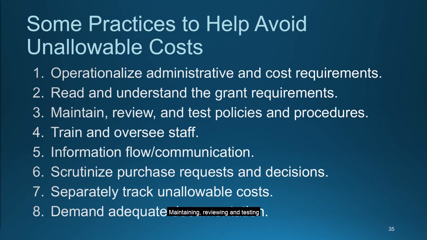Maintaining, reviewing, and testing your policies and procedures. This is part of the internal control structure that Eugene and Uggams talk about. They talk about the COSO requirements and the Green Book. So that's just part of the control environment, to make sure that there are policies in place, procedures in place, internal controls in place, and just periodically testing those.